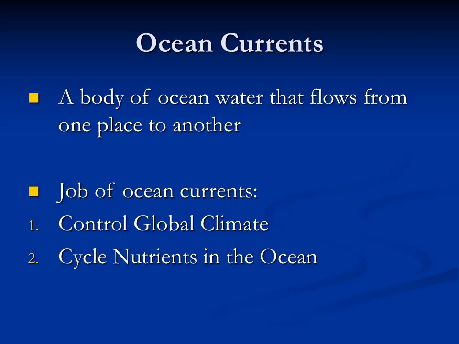So you have the ocean, and in the ocean there's like mini little rivers all over the ocean. Those are ocean currents. The job or purpose of ocean currents, two main things: to control global climate and to cycle nutrients in the ocean.